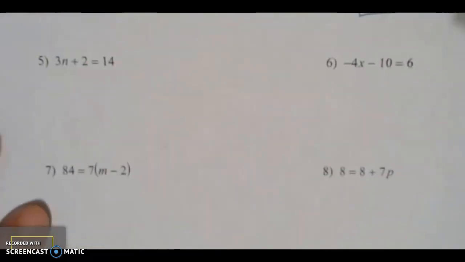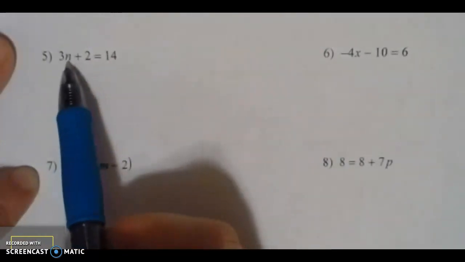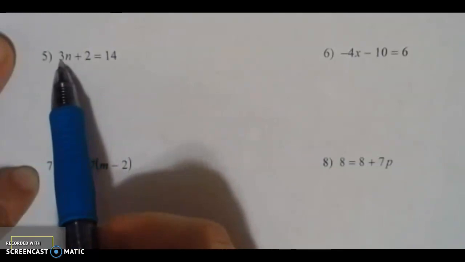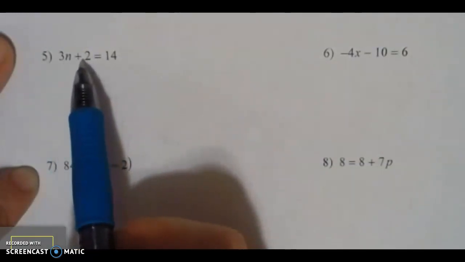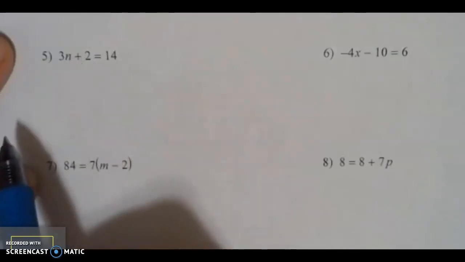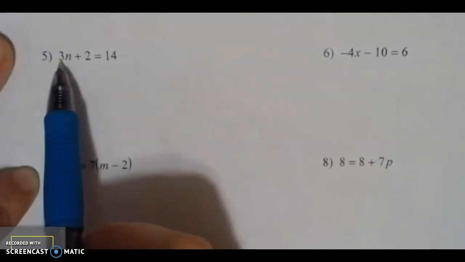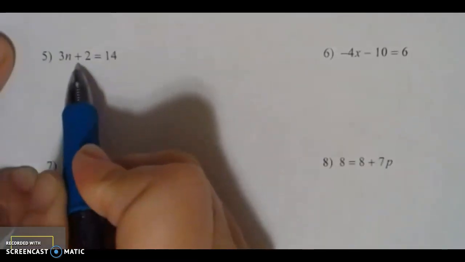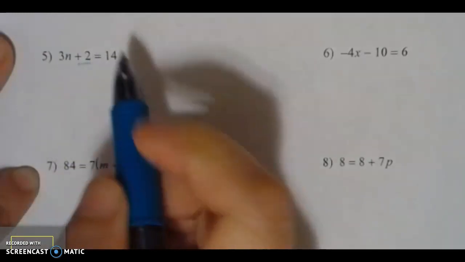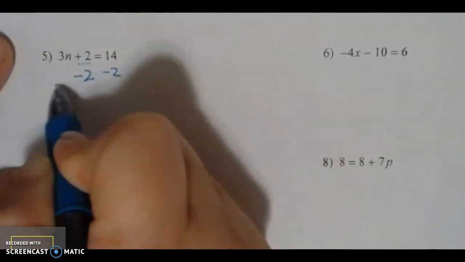Let's keep working. Okay, number 5. What is happening here? N is the variable. It's first being multiplied by 3, and the result is being added by 2. So to undo, we need to deal with what was done last. What was the very last thing that we did? Well, the first step was multiply. The second step was add by 2. So we need to undo this add by 2. How can I undo add by 2? I'm going to subtract 2 from both sides.